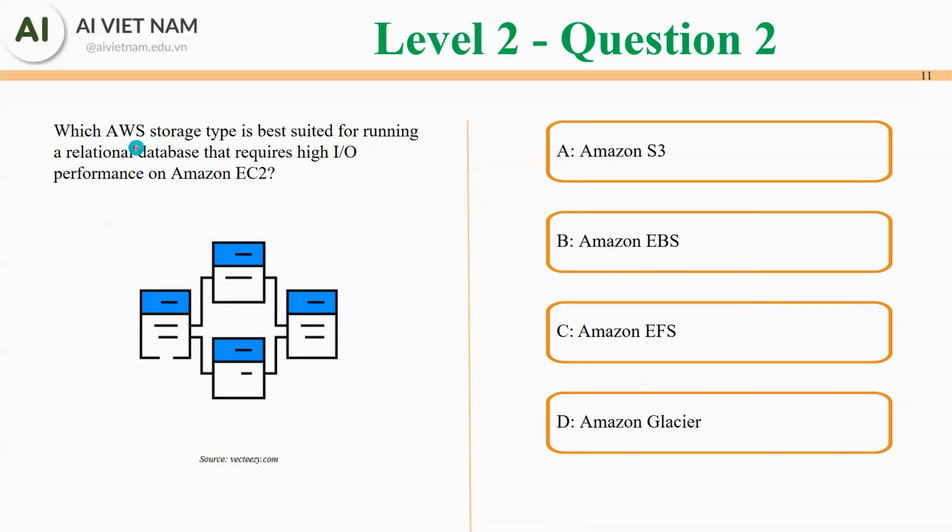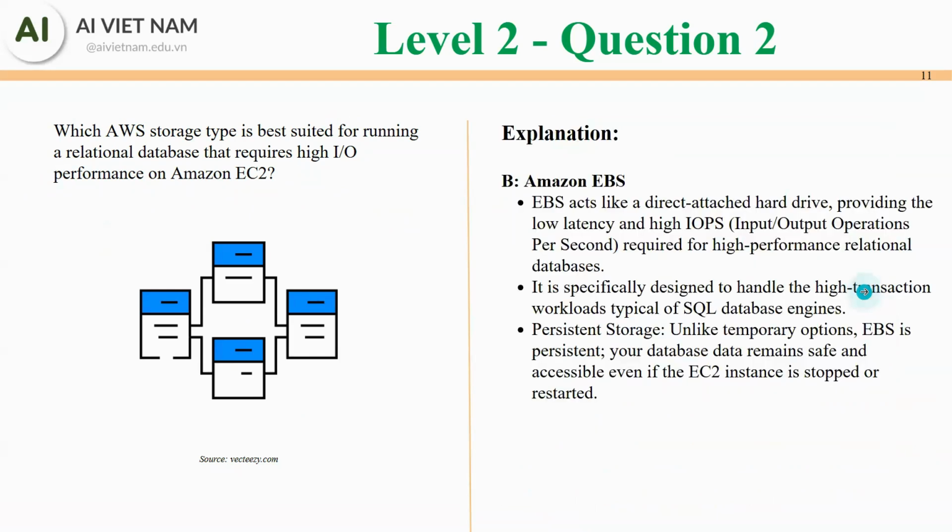Question 2. Which AWS storage type is best suited for running a relational database that requires high input-output performance on Amazon EC2? The correct answer is B, Amazon EBS.